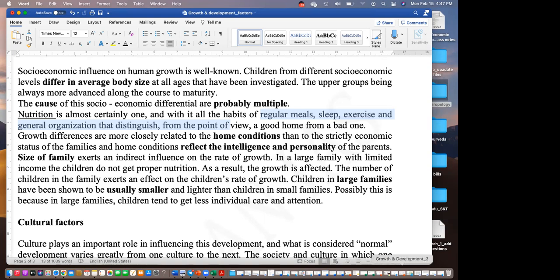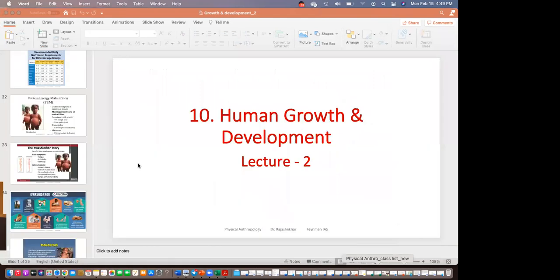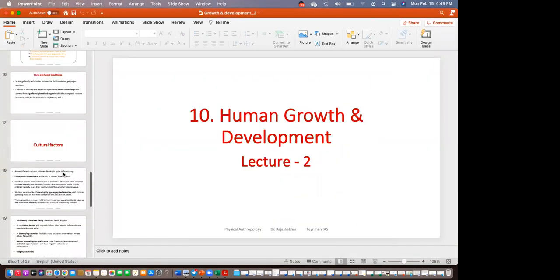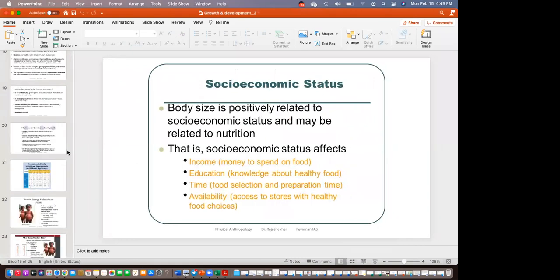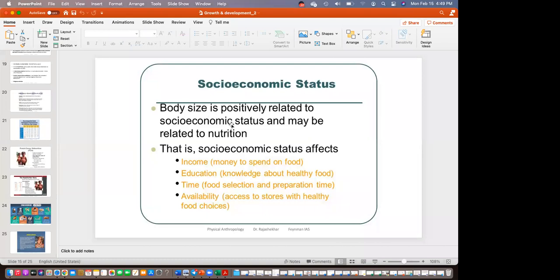So to make it a bit simpler for you to understand these components, I'll show you the key aspects that you need to discuss as part of socioeconomic status. I just mentioned to you that body size is positively related to socioeconomic status. So through nutrition, better socioeconomic status means better health, better growth and development, because it influences the nutrition component. Correct? This is one point we discussed so far. Here, socioeconomic status means we are talking about the income. How much do they earn? How much can they actually spend towards food?